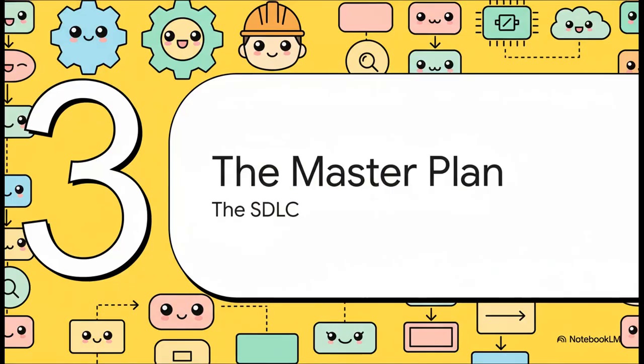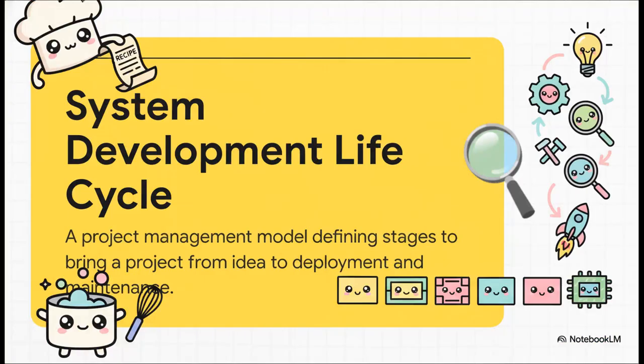Okay, so we've got the system and we've got the architect. But what about the master plan they follow? Well, that plan has a name, the System Development Lifecycle, or as you'll hear it called all the time, the SDLC. Just think of the SDLC as the recipe for building software. It's a structured process that takes this huge, overwhelming task of creating a system and breaks it down into a series of predictable, manageable steps. It's all about making sure nothing important gets missed along the way.